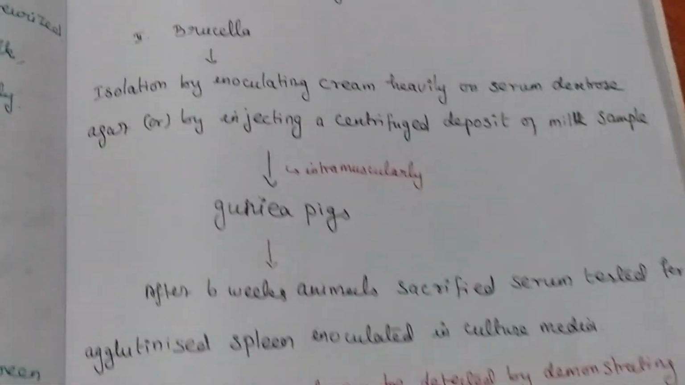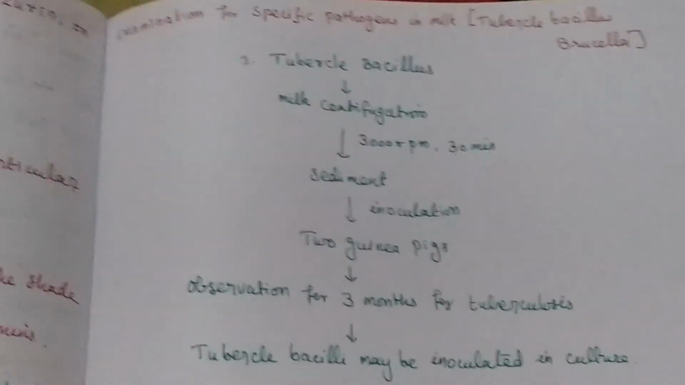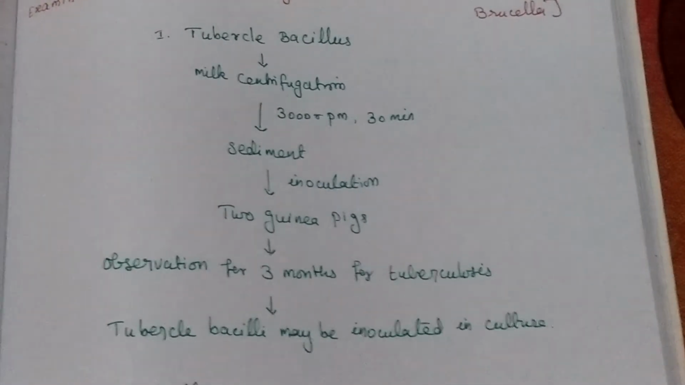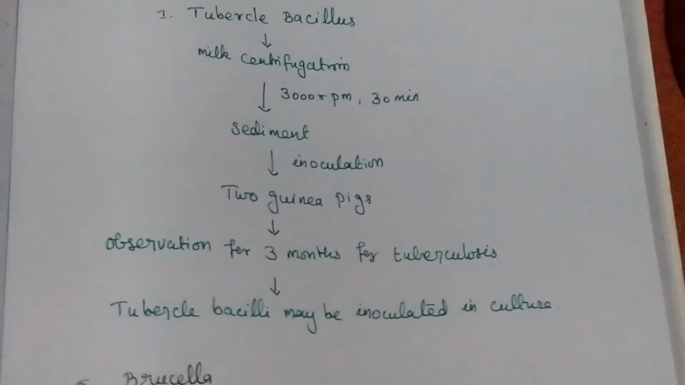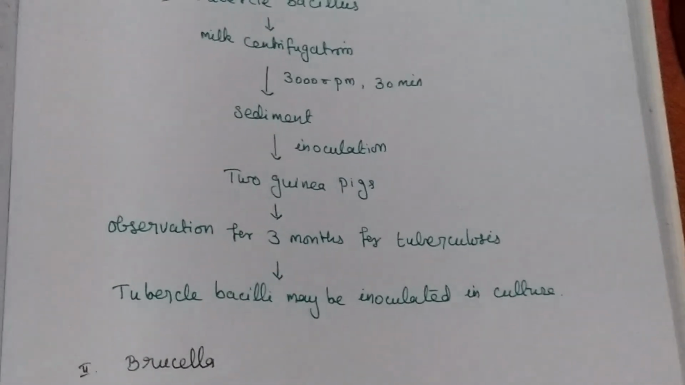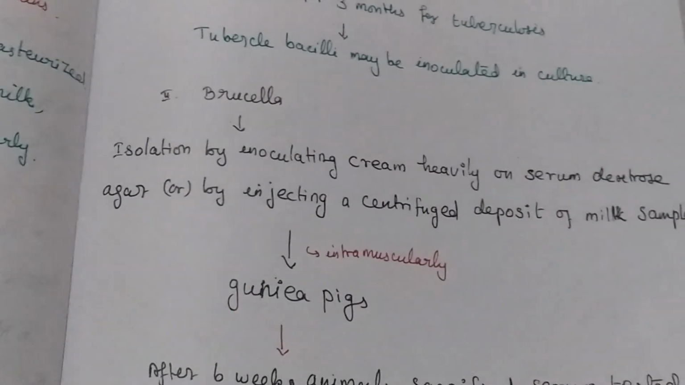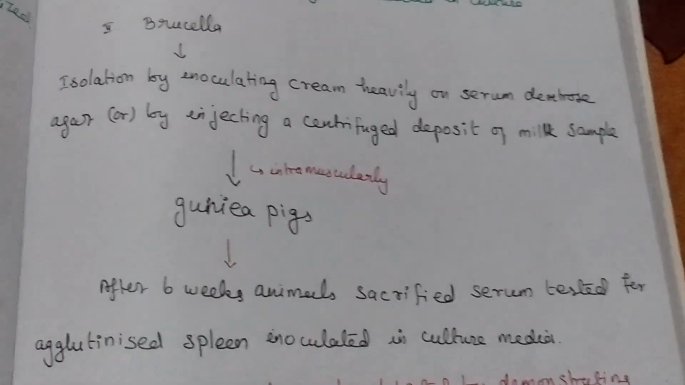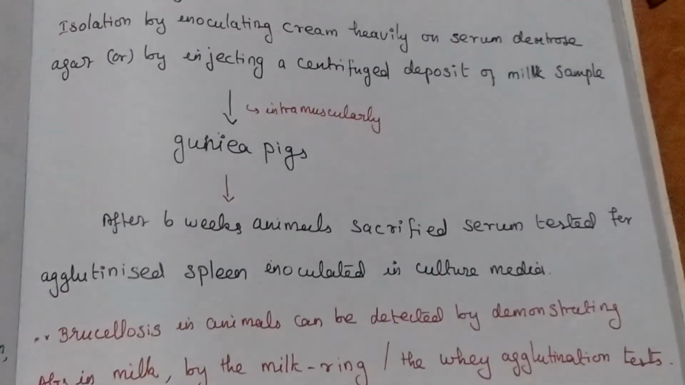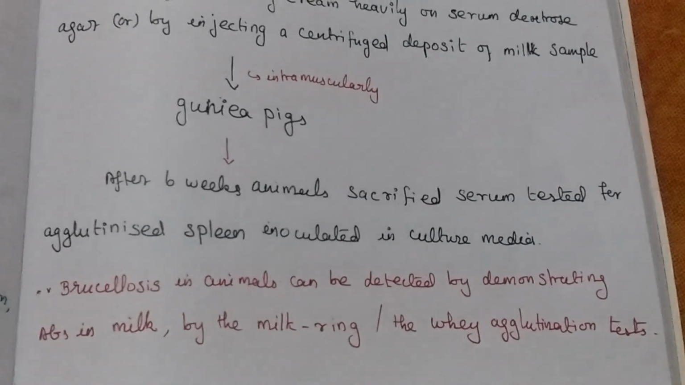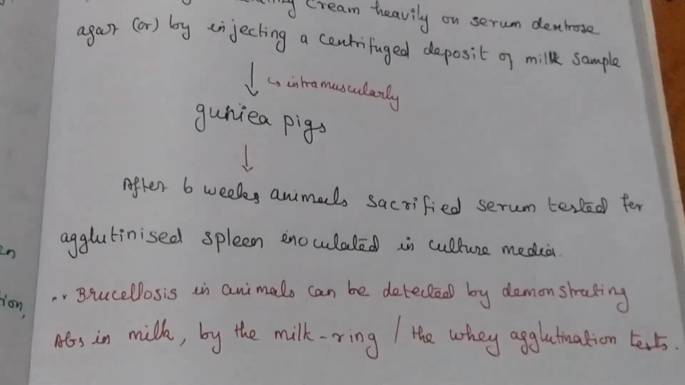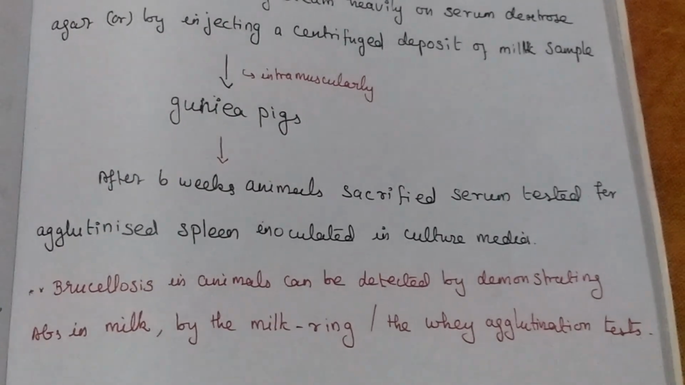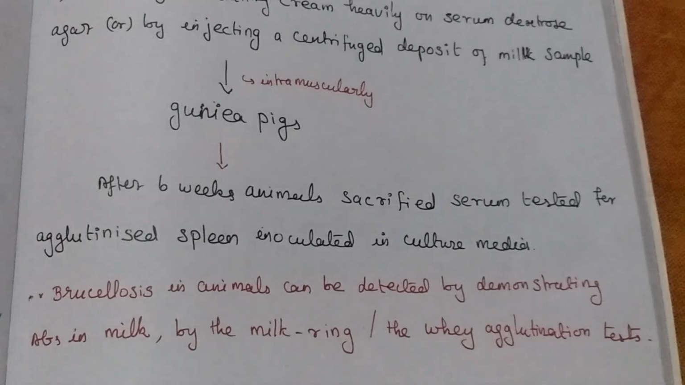So for examination of milk samples, we take two different bacteria, tubercle bacilli and brucella. For tubercle bacilli, milk is centrifuged at 3000 rpm, then injected into guinea pigs, and we observe the result after 3 months. Brucella is also injected intramuscularly into guinea pigs, and we observe the result after 6 weeks. Brucellosis in animals can be detected by demonstrating antibodies in milk. What method are we using? Milk ring test or whey agglutination test.